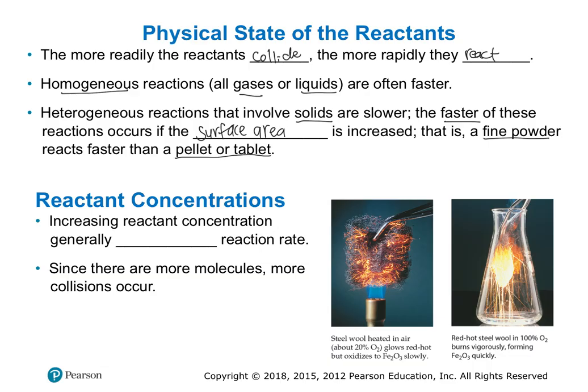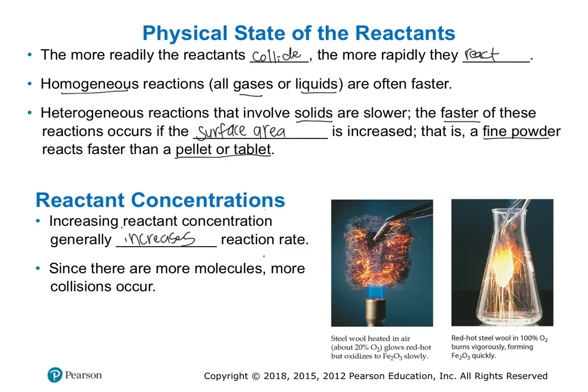Another factor that impacts reaction rate is the concentration of the reactants, and this goes along the lines of what we said earlier. The more often we're having collisions, the more often we're going to have reactions that occur. So when we increase the reactant concentration, we generally see the reaction rate increase. And that's just because we have more molecules available to react, so there's more likelihood that we'll have a reaction occurring due to more collisions.